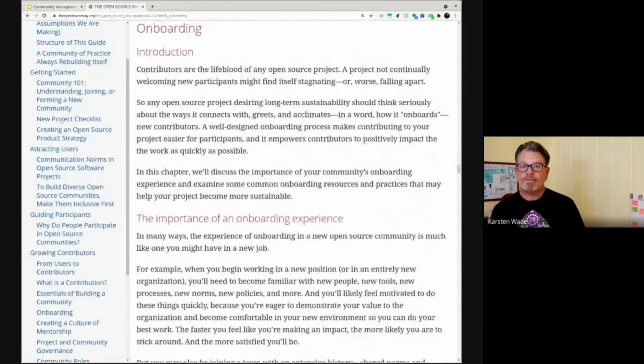And this focuses on the basic practices and resources for bringing new contributors into the community. It describes the concept of contributor pathways as ways to help newcomers grow to become experienced contributors.